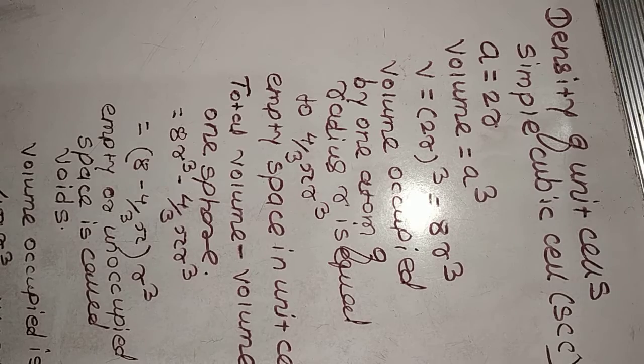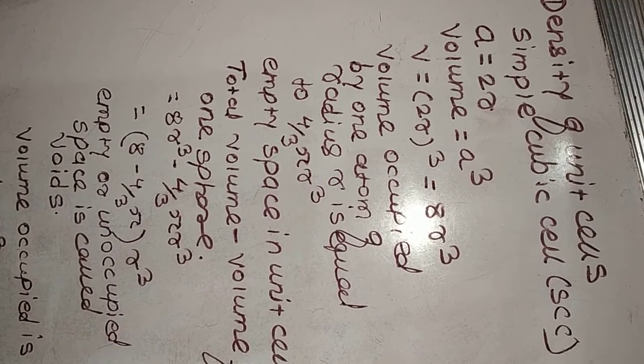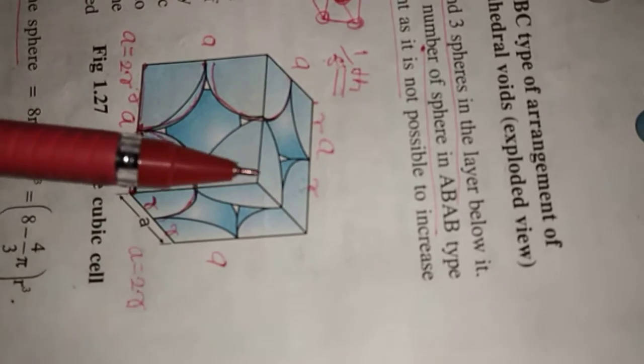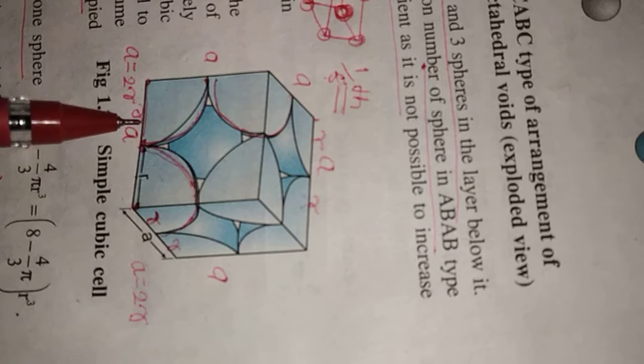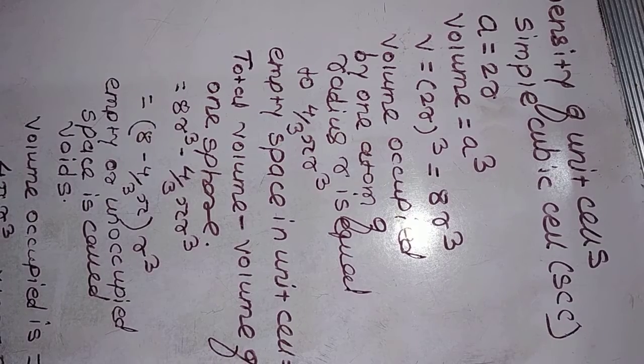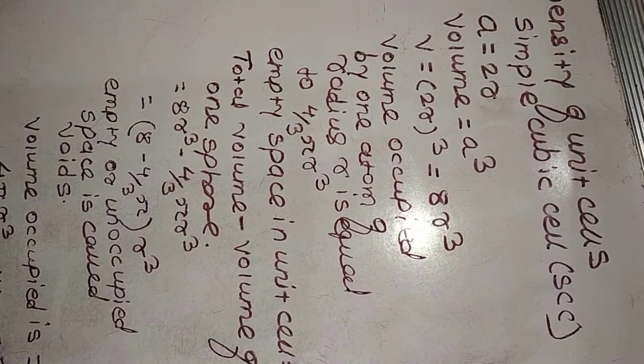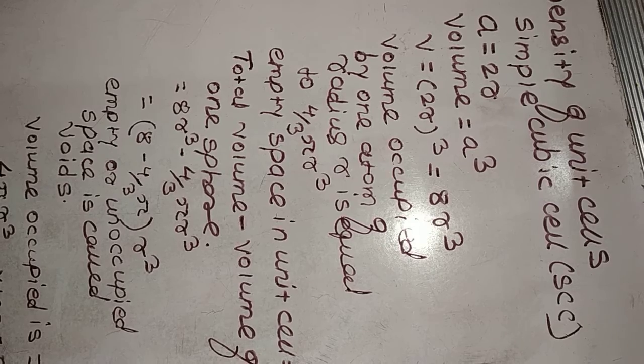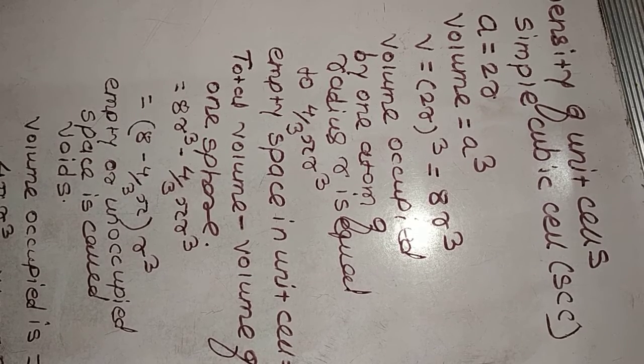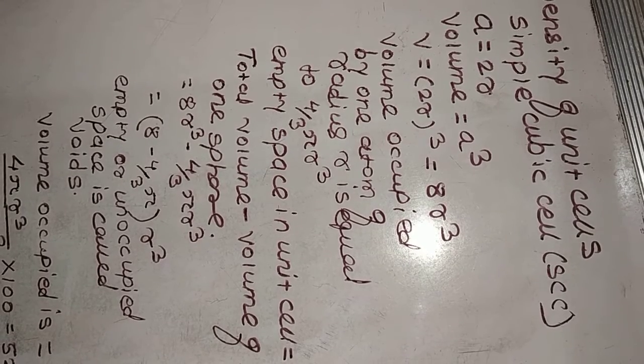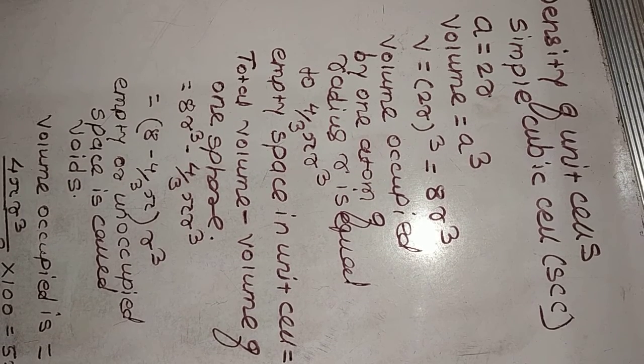Then next point, with the help of this diagram, I already explained how to calculate the edge length of this simple cubic unit cell. This is R and this is R. A is equal to 2R. How can we calculate the density of the unit cell? You know that A is equal to 2R. So the edge length is equal to 2R. Then the total volume of the unit cell, you know that this is a cubic structure.